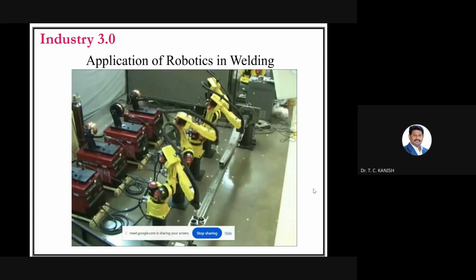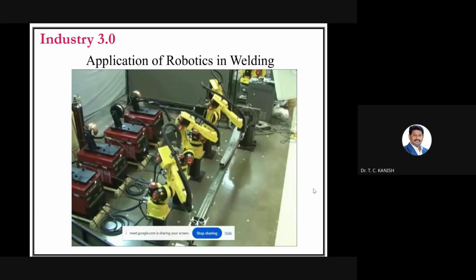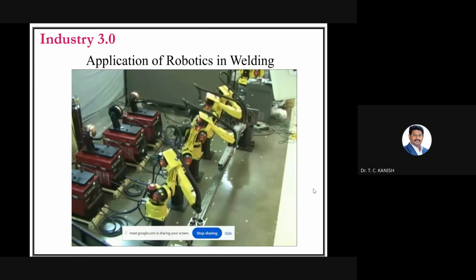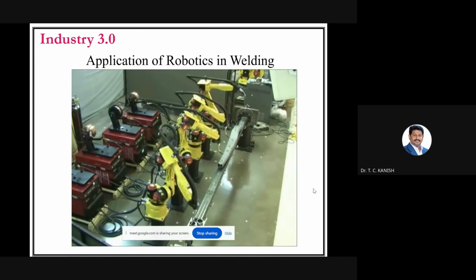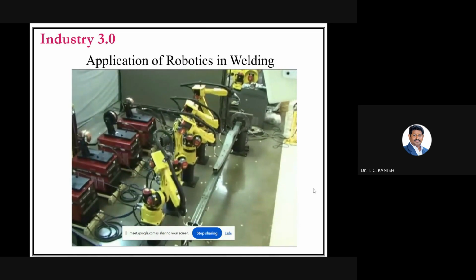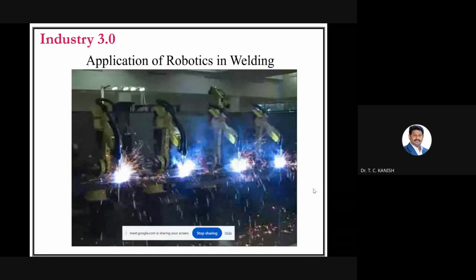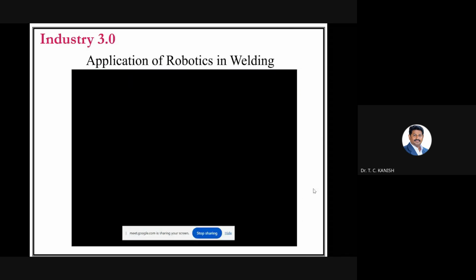It's a gang robot. So not only for one robot, we can go for multiple robots, and then we can do tasks simultaneously to reduce the time consumed. It is making a spot weld now. This is how we can get welding applications.